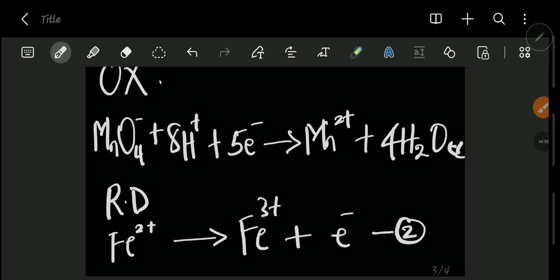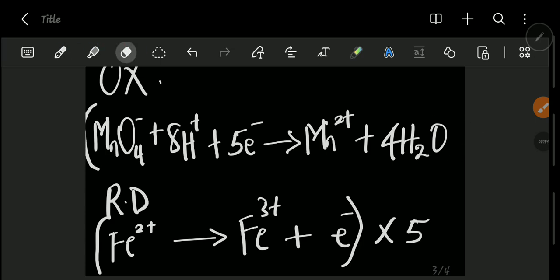So I'm multiplying equation 2 by 5. So what I'm saying is the whole of this equation 2 now, I'm multiplying it by 5, right? So that everything here can look like this. Are you getting what I'm saying? And everything here, I'm going to multiply it by 1.